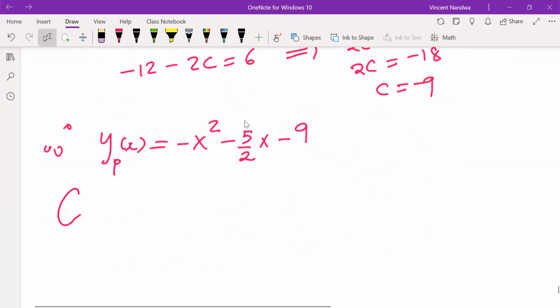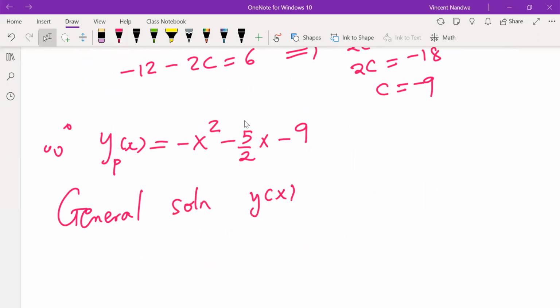Now, the general solution y of x is usually given by the complementary solution plus the particular solution.